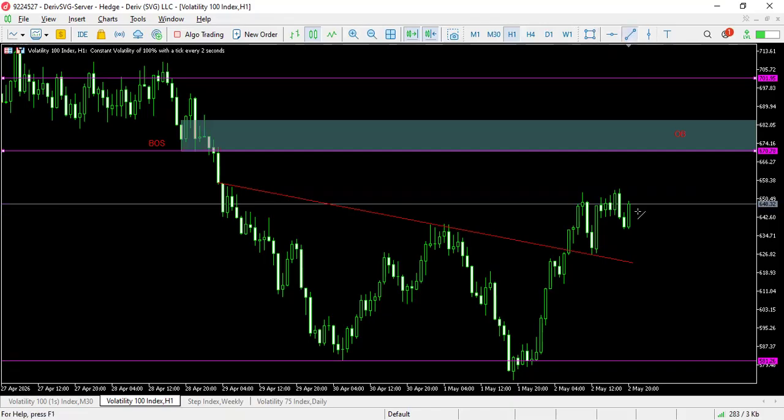Therefore, this is what you are expecting for price to go and tap into the order block, and then you can get confirmation candlesticks at that order block. And then we're going to push the price down because the bias is bearish.